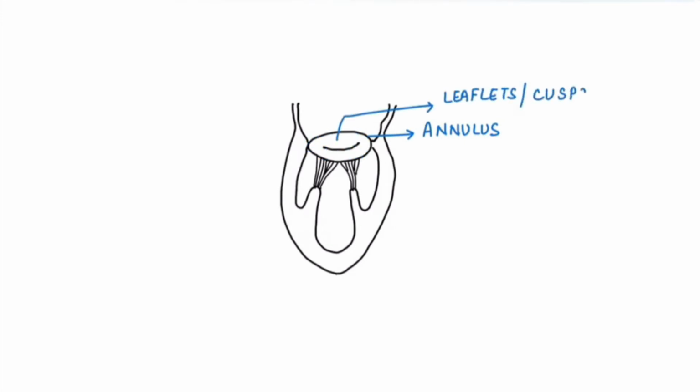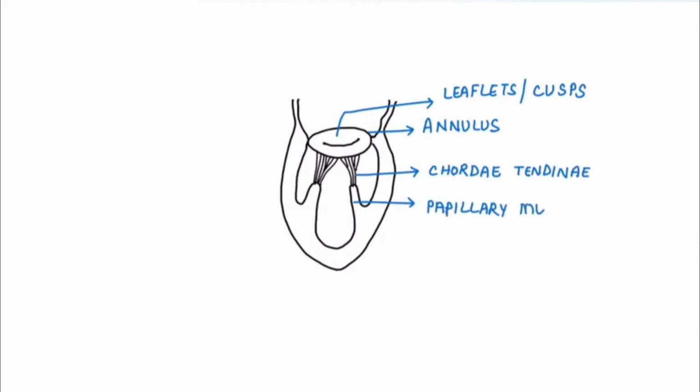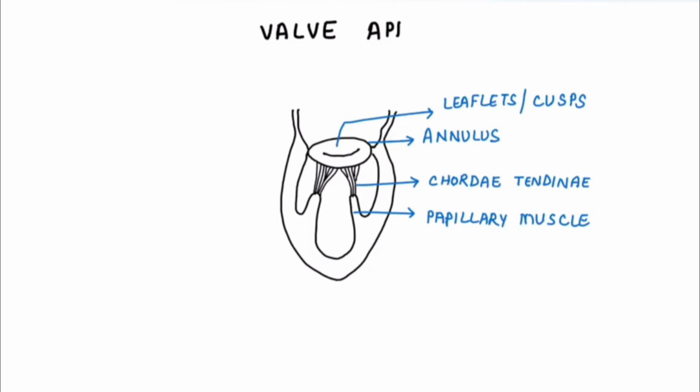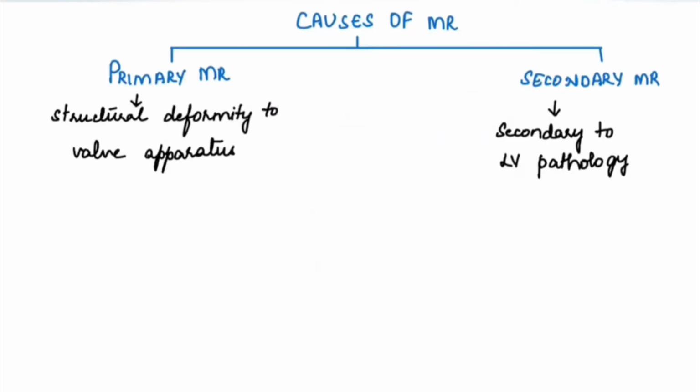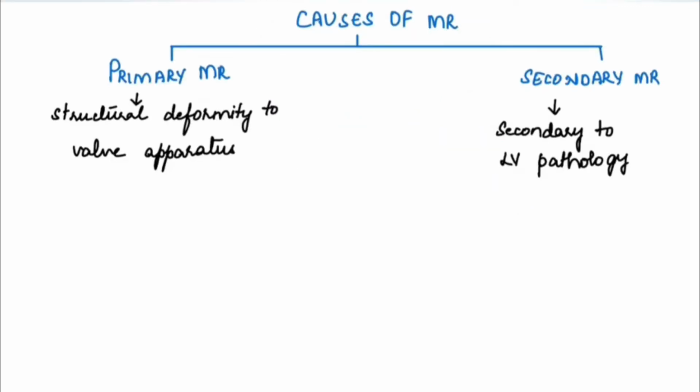The fibrous connective tissue that connects the valve to the papillary muscle is the chordae tendineae, and a papillary muscle prevents the prolapse or inversion of the valves during systole, and it is connected to the valves through the chordae tendineae. So these four together form the valve apparatus. Now we'll look at the primary mitral regurgitation. So there should be some abnormality in the valve apparatus.